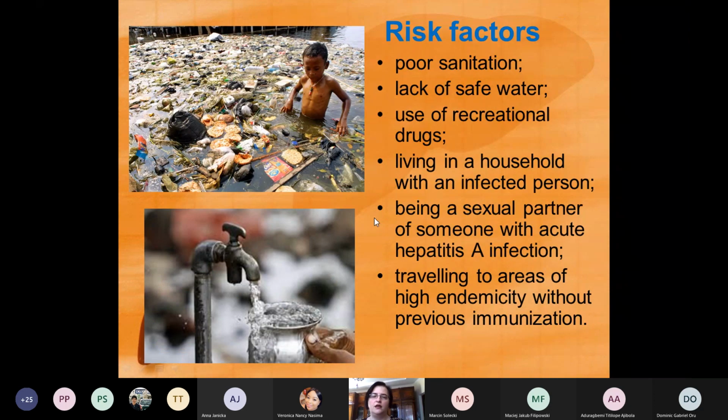Freezing, no. What you can see, yes, the risk factors: poor sanitation, lack of safe water, use of recreational drugs, also, for example, living in a household with an infected person, being a sexual partner of someone infected, traveling to areas of high endemicity without previous immunization.